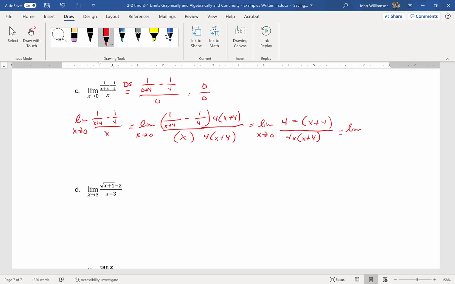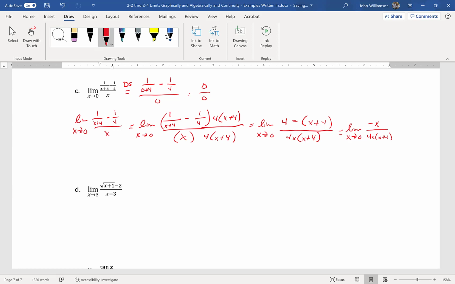So this becomes still limit as x is approaching 0. We're still carrying that limit notation with us because we haven't found the limit yet. So 4 minus x minus 4 just becomes negative x. So this is negative x over our denominator of 4x times x plus 4.